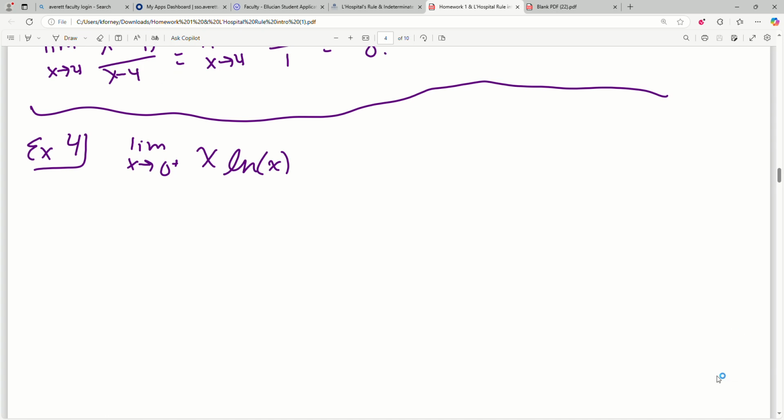Okay, so remember L'Hopital's rule? We use it when, if we take the derivative, it's an indeterminate form.